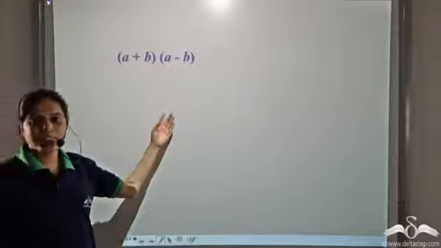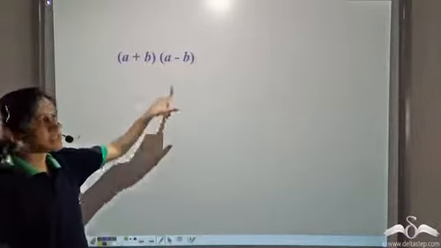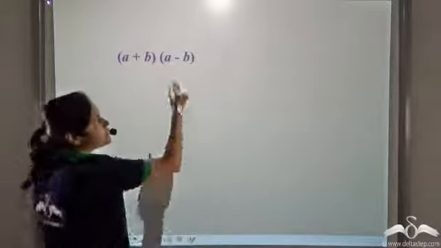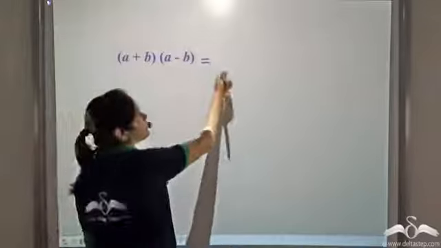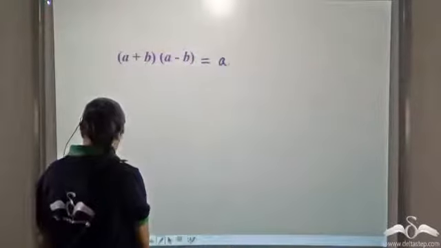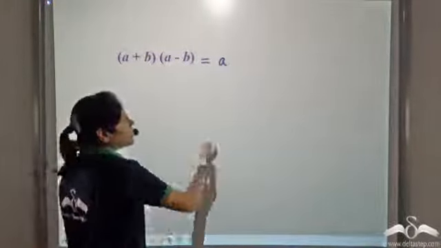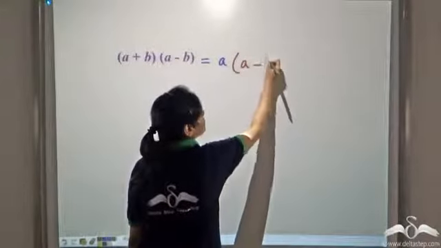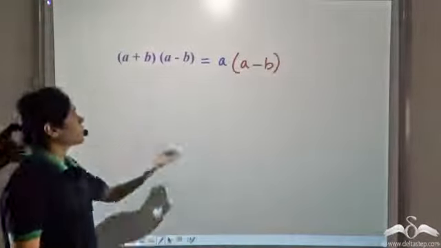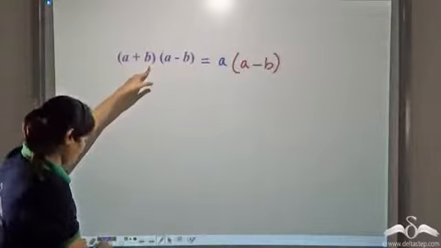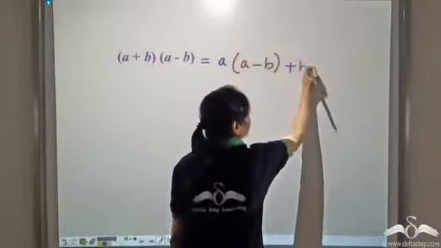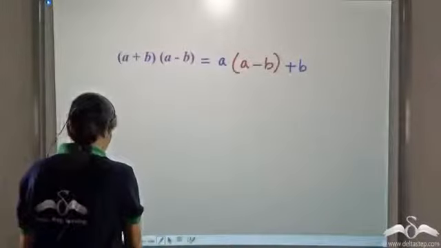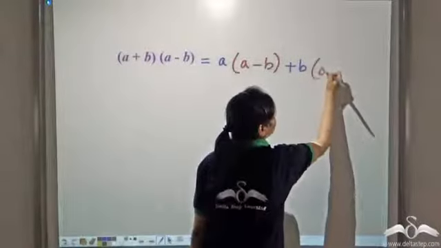Let us expand this expression. We use the distributive property. So we have A into A minus B, so A into A minus B plus B into A minus B.